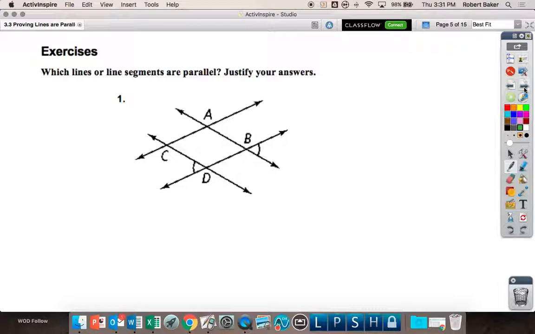This could be hard to see. Do you see this angle right here? This angle is connected to this line and this line. Do you see this angle right here? It's connected to this line and this line. So I have just drawn a transversal and two lines. Can you justify that line AB is parallel to line CD?